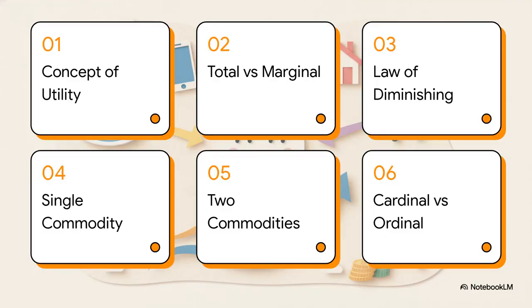So here's our roadmap for this explainer. We'll cover the concept of utility, total versus marginal utility, and the law of diminishing utility. Then we're going to bring money into the mix with single and two-commodity equilibrium, before finally questioning our entire model with the cardinal versus ordinal approaches.